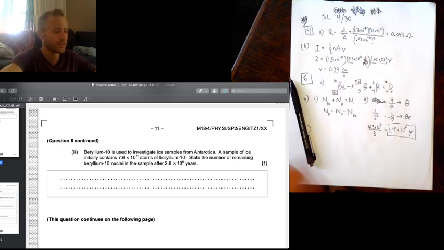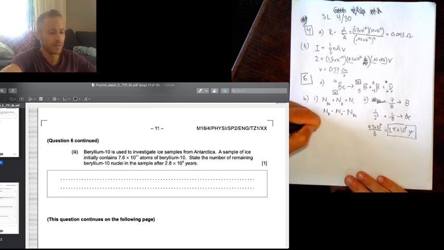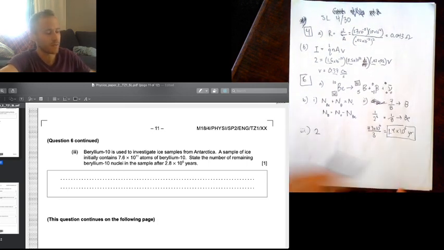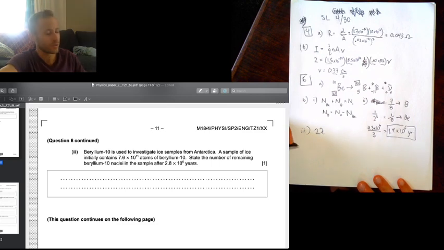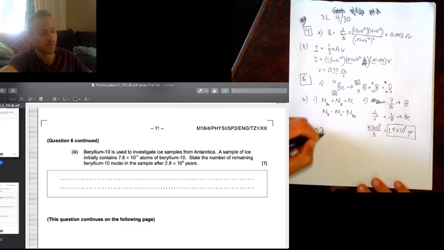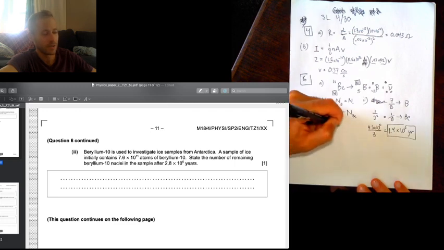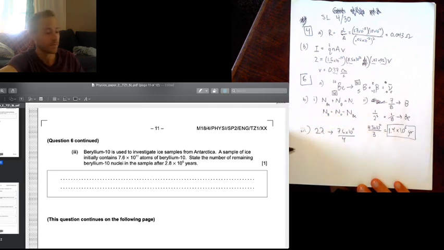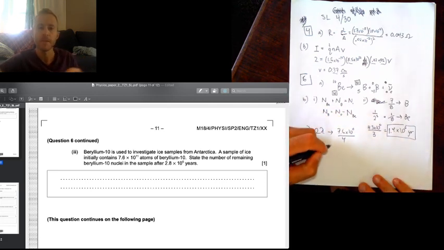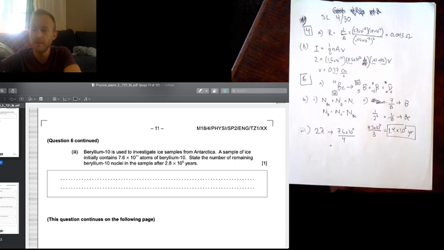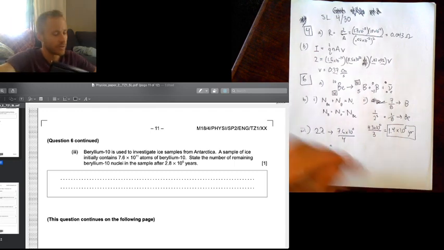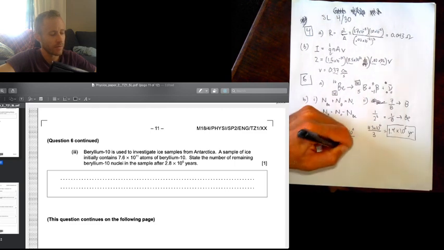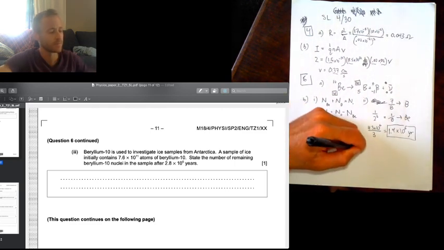So 2.8 times 10 to the 6th is twice the half-life, so it's 2 half-lives. After 2 half-lives, we're going to divide the initial amount by 4, because that would be 2 squared. So the number remaining would be 1.9 times 10 to the 11th atoms.